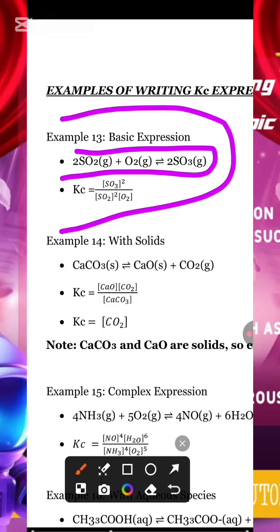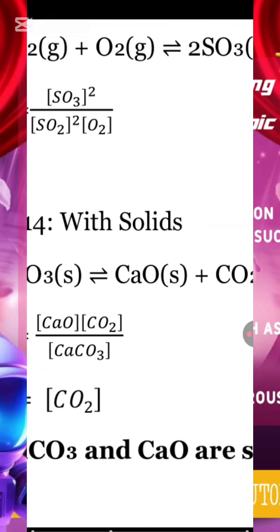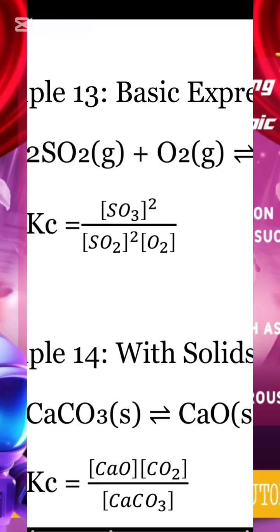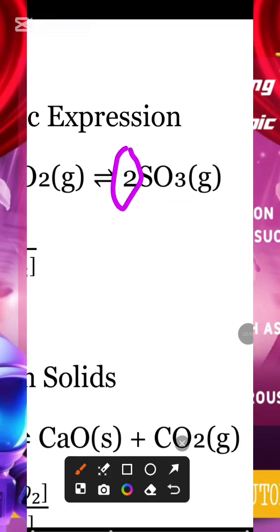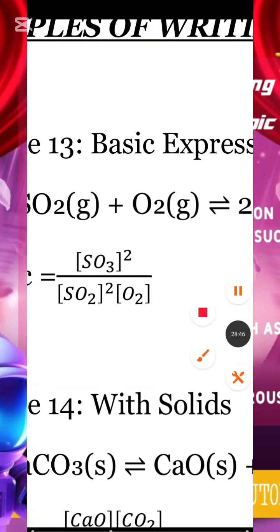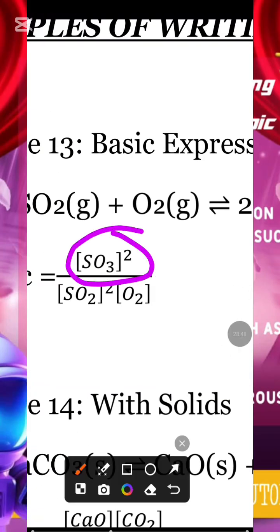Now remember that the product goes to the numerator and the reactant goes to the denominator. So I'll write my Kc equal to, on the numerator, SO3. You can see SO3 right there, and after writing it, I put it in a bracket and raise it to the power of 2 because the coefficient is 2. You can see it right here.